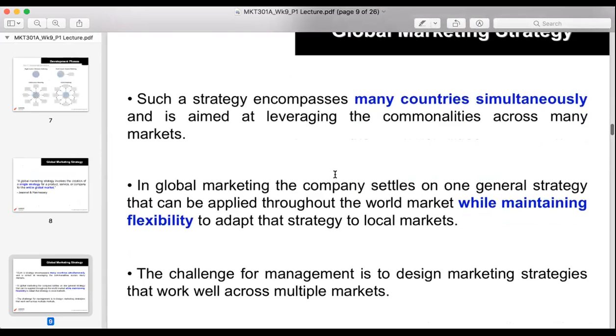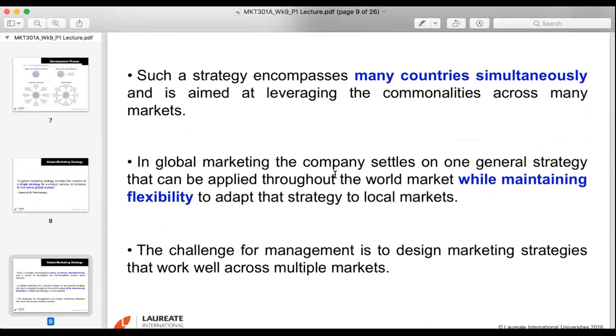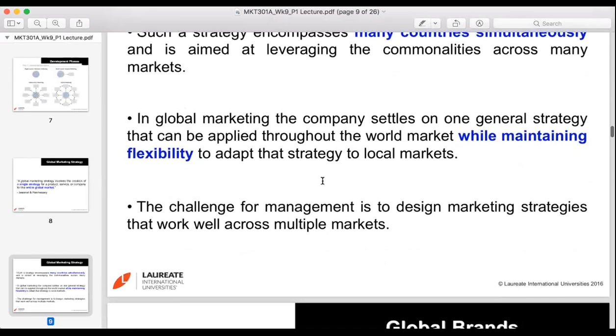All right, so at least what we try to achieve in here is that the strategy encompasses many countries simultaneously. Okay, so there may be some adaptation or adjustments to the product or service, or a few parts of our strategy, such as promotional strategies, for instance, to ensure that it suits the local market. Okay? In global marketing, the company settles on one general strategy. Okay, and so we still have one grand strategy, although the execution may be localized.